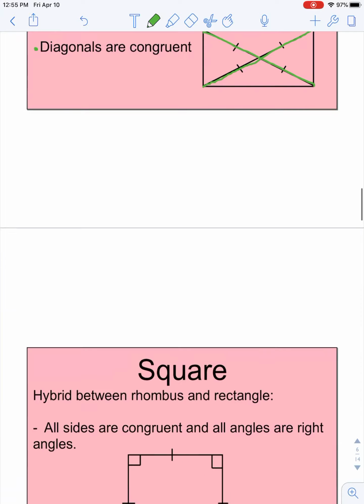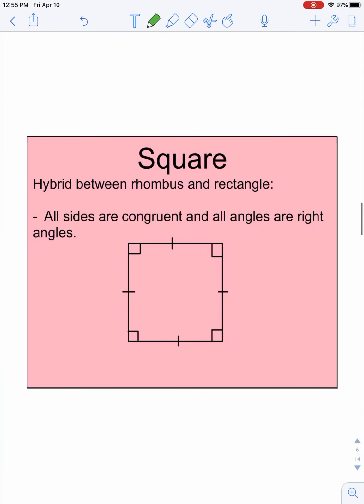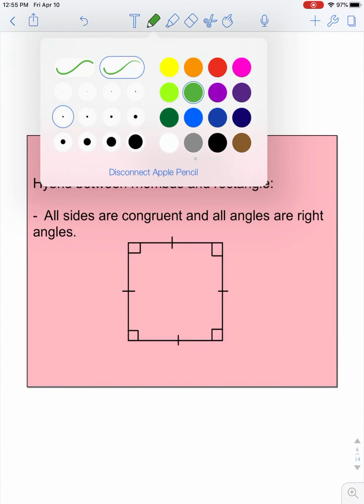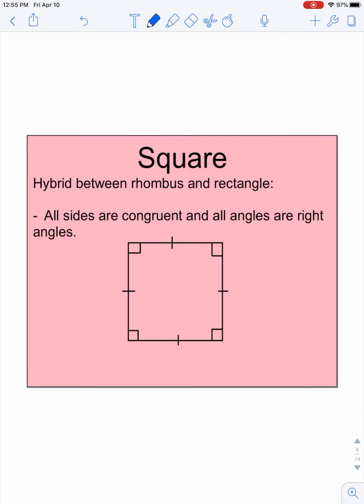Moving forward, we have one last one, and that is a square. A square happens to be kind of a hybrid between a rhombus and a rectangle. What that means is it is both a rhombus and a rectangle. So all four sides are congruent and all four angles are right angles, 90 degrees. So all of those properties of rhombus and rectangle will now apply to a square.